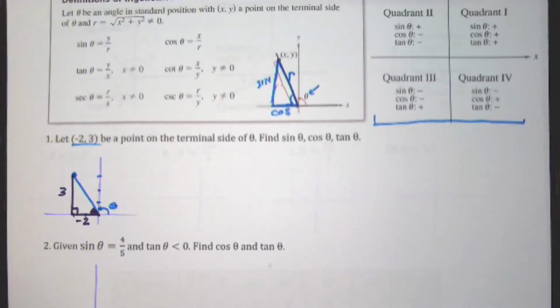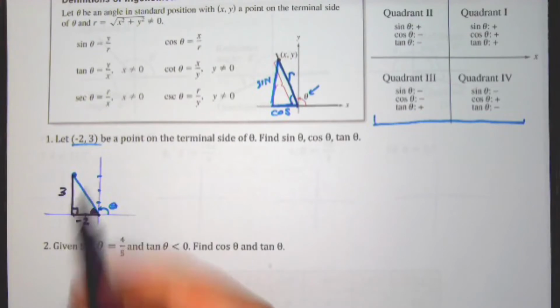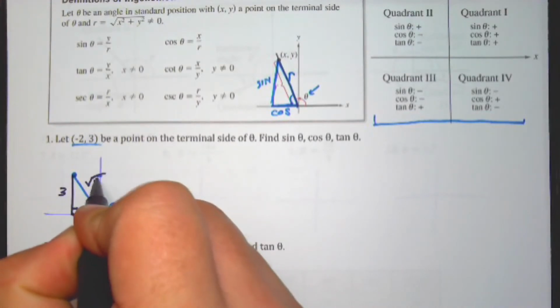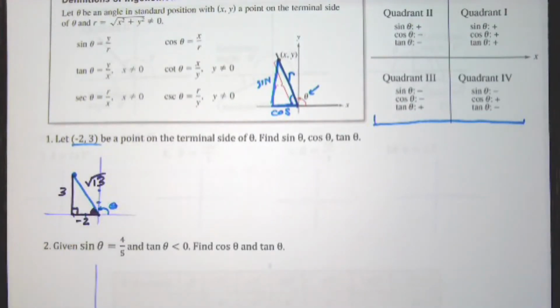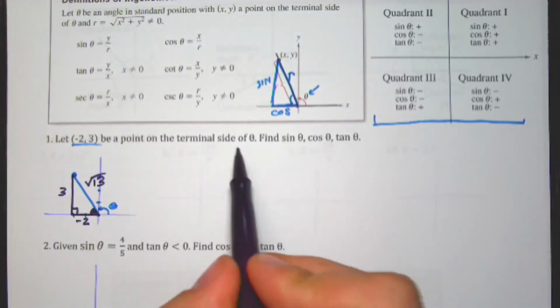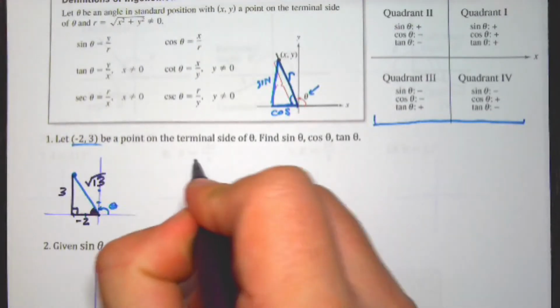And then if we need to find the radius, every time we have 2 of our 3 sides, we can do Pythagorean theorem. And with these two, we'll see we get square root of 13. Now, reminder, the hypotenuse here, or these terminal sides, will always be positive because we're going to be squaring both of these. So even if we have that -2, it gets squared, we lose that negative. So the hypotenuse is always going to be positive. So now we want to find sine, cosine, tangent.